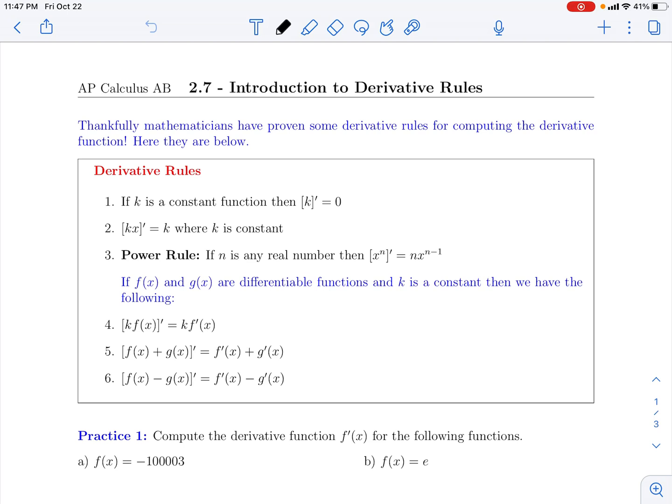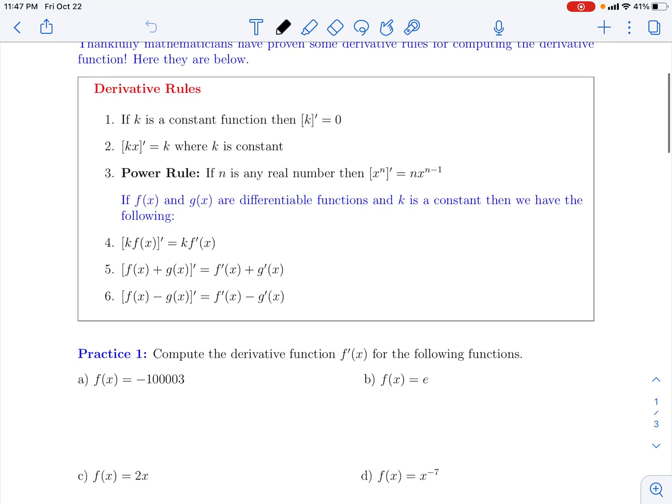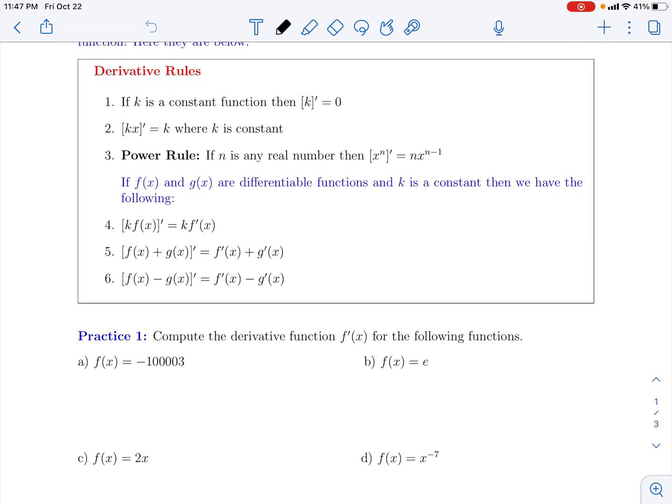So we will use these rules, but I do want to caution you to not forget the limit definition of the derivative, because that is in fact the formal definition of the derivative and still very important to understand what it is and how to use it. Okay, so here are our derivative rules.